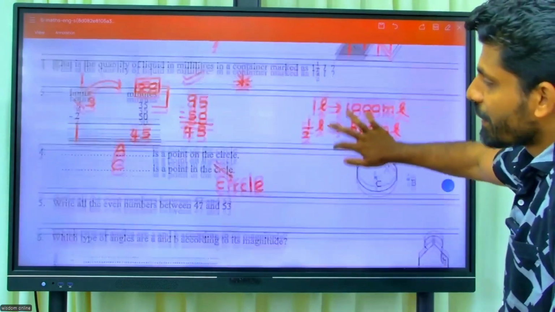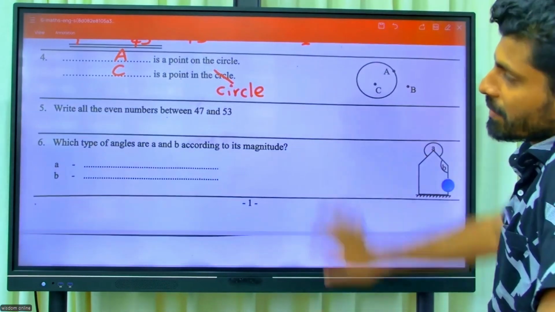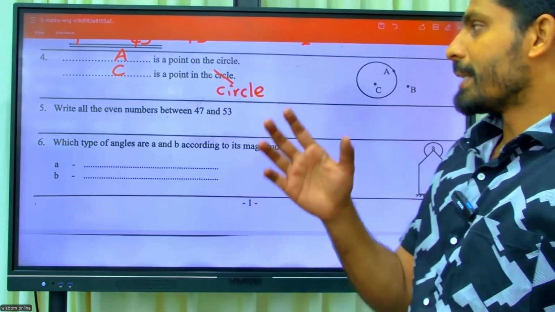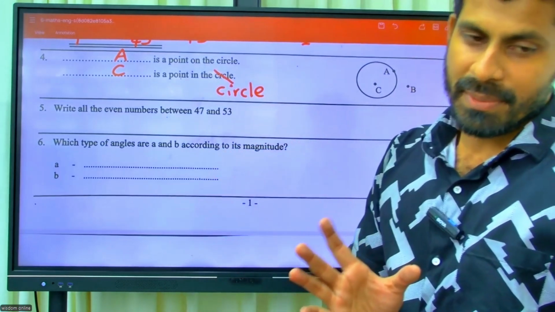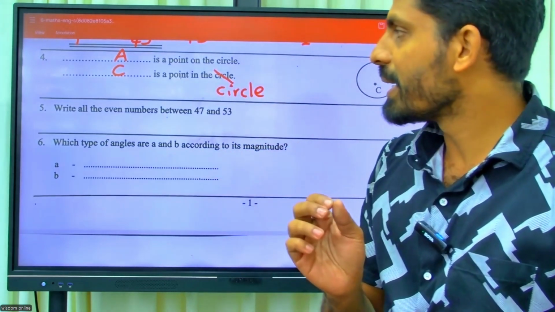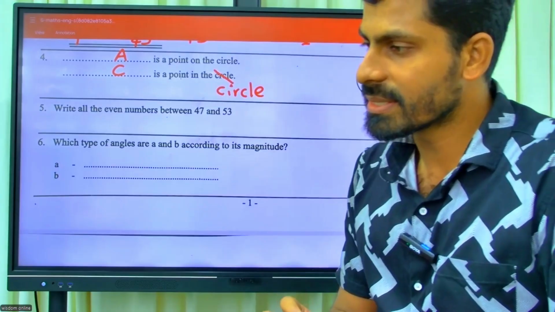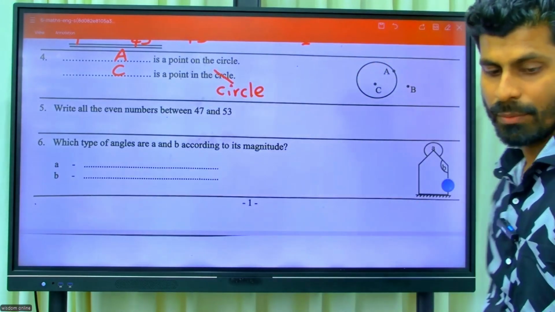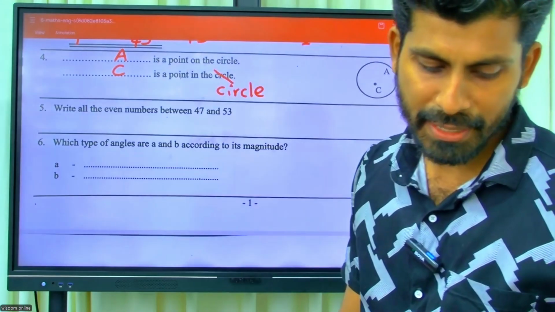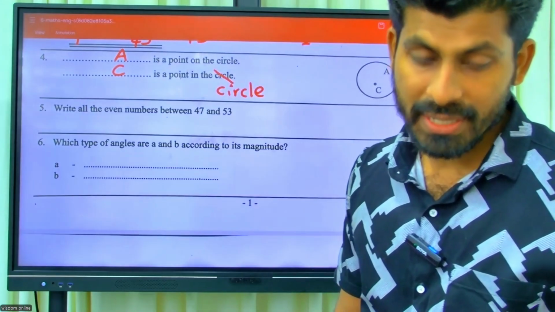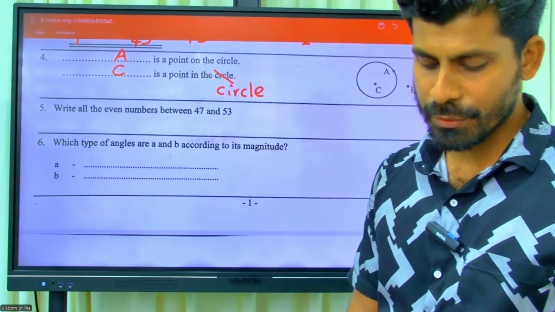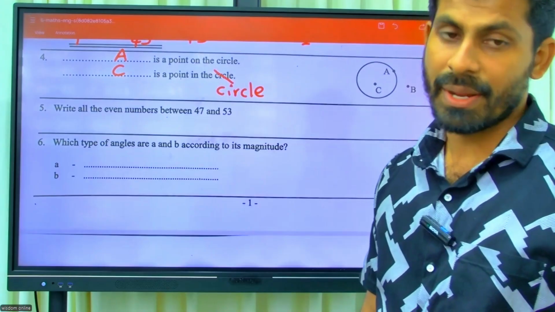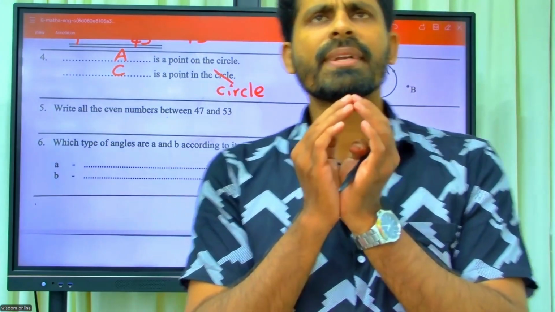Question number 5, watch the video. Write all the even numbers. Even numbers means what? The numbers divisible by 2. What are the numbers divisible by 2? Right? How to identify an even number?